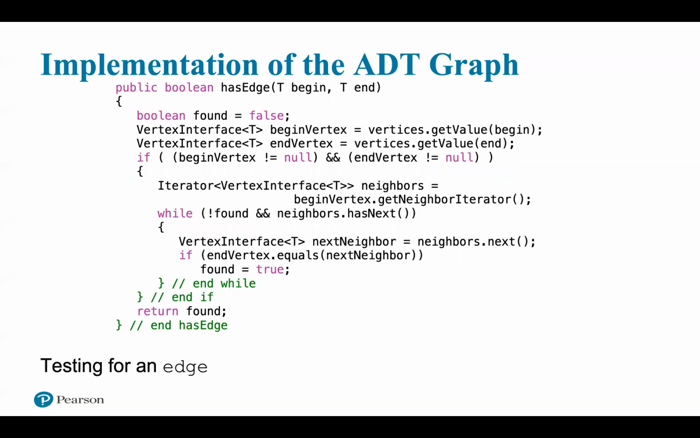For testing for an edge, the method hasEdge begins like addEdge by locating the two vertices that define the desired edge. With the origin vertex in hand, hasEdge invokes vertex method getNeighborIterator and searches the origin's adjacency list for the desired edge. In the following implementation, you can see why defining the equals method in Vertex is important.